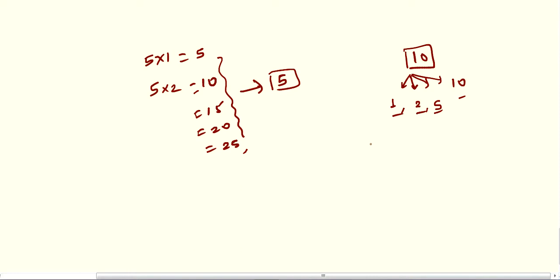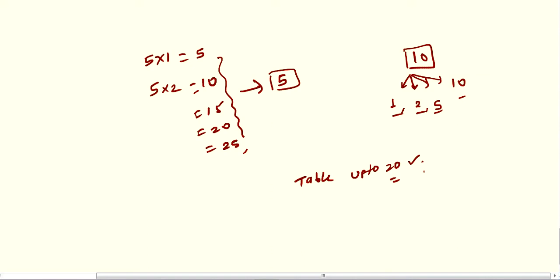So the first thing is what? To understand factors and multiples easily, you should know tables up to 20. If you know tables up to 20, then it will be very easy for you to find factors and multiples of any number.